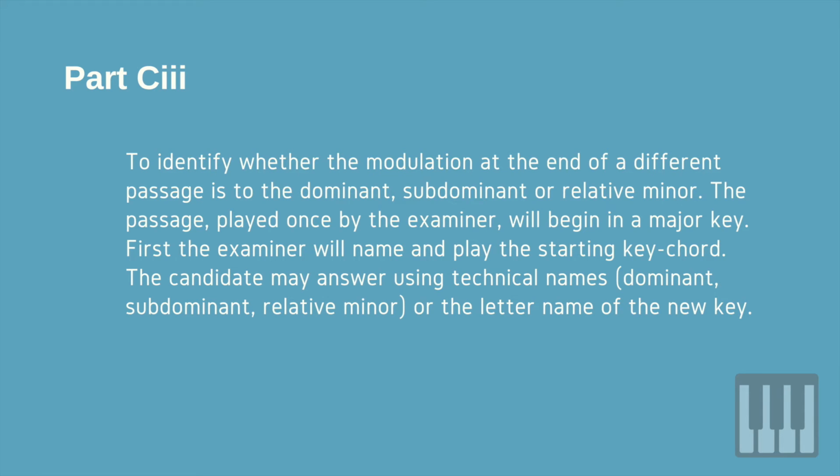Part C, Section 3, to identify whether the modulation at the end of a different passage is to the dominant, subdominant, or relative minor. The passage, played once by the examiner, will begin in a major key. First, the examiner will name and play the starting key chord. The candidate may answer using technical names dominant, subdominant, relative minor, or the letter name of the new key.